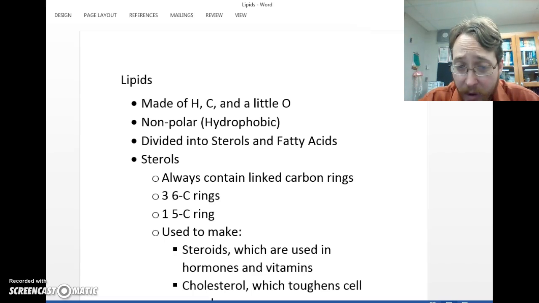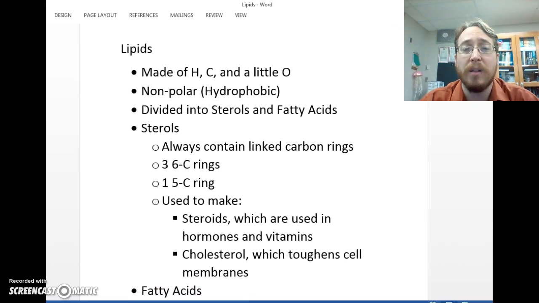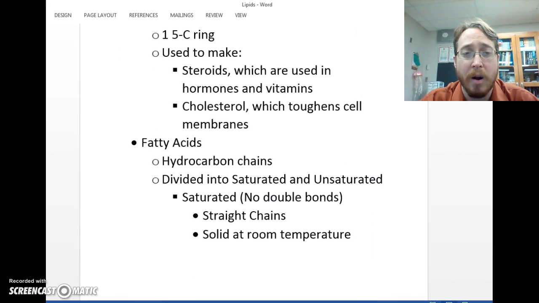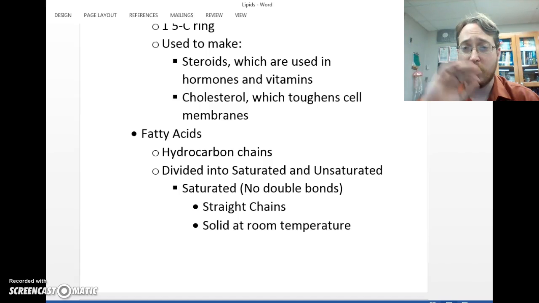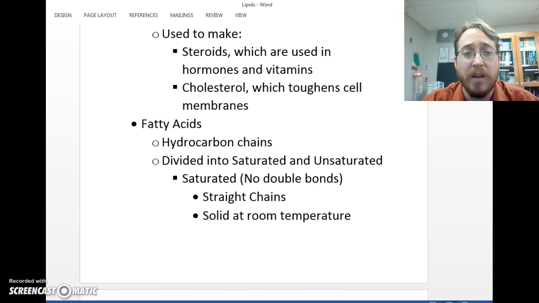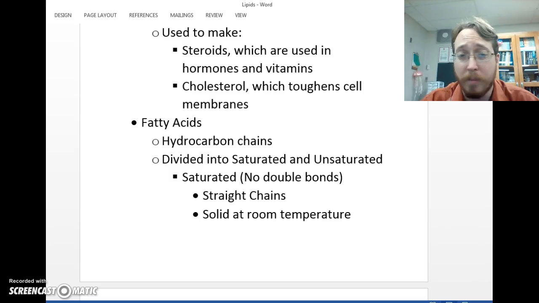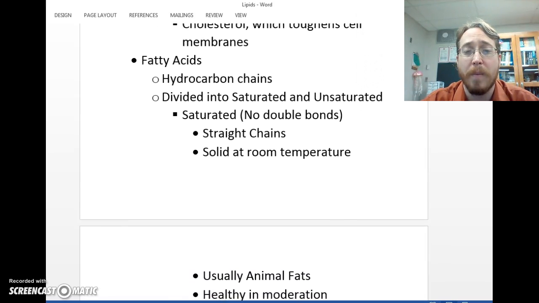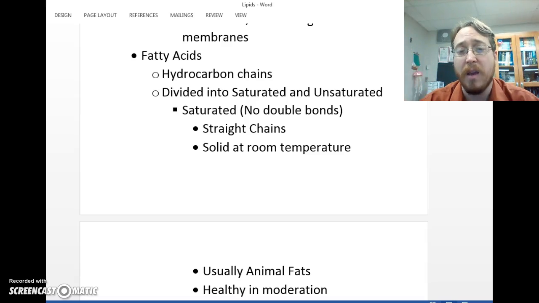They're used to make steroids, which are in turn used to make hormones and vitamins, and they're used to make cholesterol, which toughens cell membranes. The other category of lipids that we are going to care about are fatty acids, which are hydrocarbon chains, long chains of carbon with as much hydrogen as they can get in there. They're divided into saturated and unsaturated. Saturated fatty acids have no double bonds, so their chains are straight. They're solid at room temperature because they're stackable. And they usually come from animal fats, and they are healthy in moderation. We are going to go over the unsaturated fatty acids in a future video.